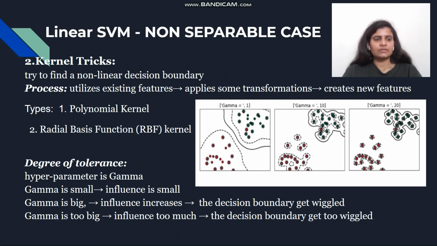And the question is, how many types of kernel tricks are there? And what are they? The answer is, there are two types of kernel tricks: polynomial kernel and radial basis function kernel.